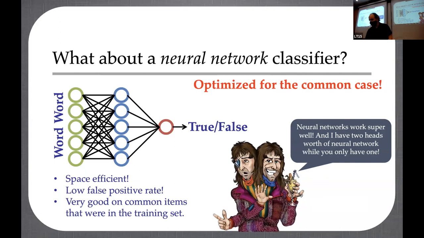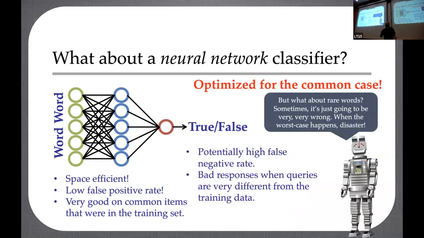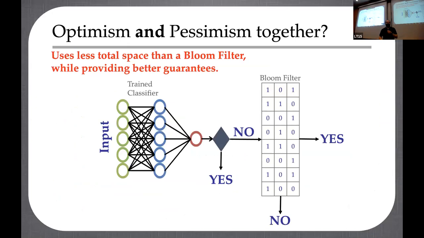On the other hand, though, you should be careful. What happens when you get rare cases? What happens when you get queries, words that this thing was not trained on? The problem with a lot of these classifiers is they work super well when the input they're getting matches the training data, and they work terribly when the input does not match the training data. You can get terrible disasters in that case. So the optimist says, hey, we can do better by using the classifier. The pessimist says, uh-oh, this is going to lead to more errors, at least in the worst case. So what can you do? Can we get optimism and pessimism together?